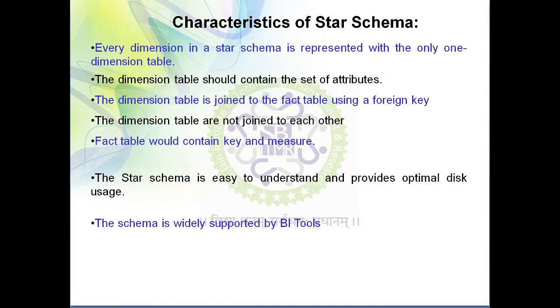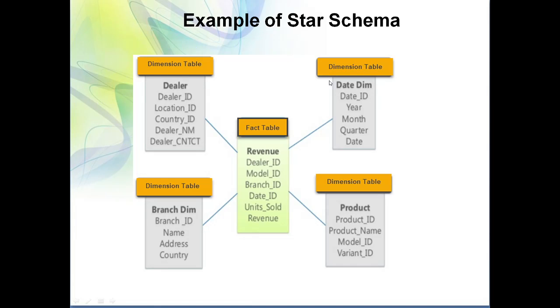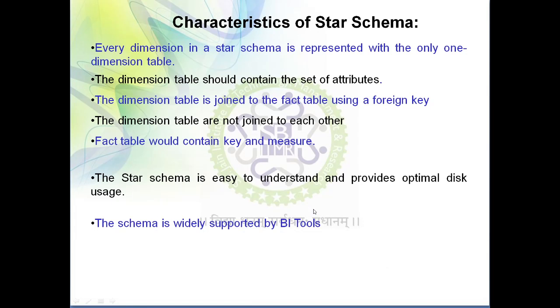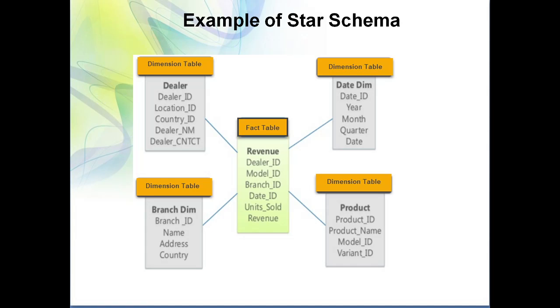Next we understand what are the main features of a star schema. Every dimension in a star schema is represented with only one dimension table. Here you can see every dimension is represented by one dimension table. These are the four dimensions of the table, and the dimension table should contain a set of attributes. Here one of the dimensions is product, and product ID, product name, model ID, variant ID are called attributes.